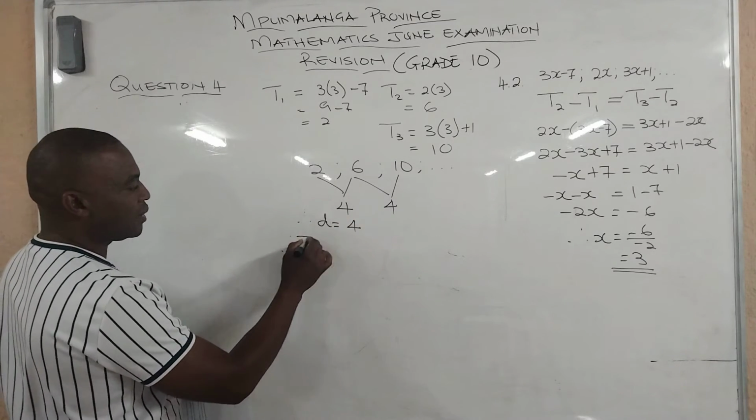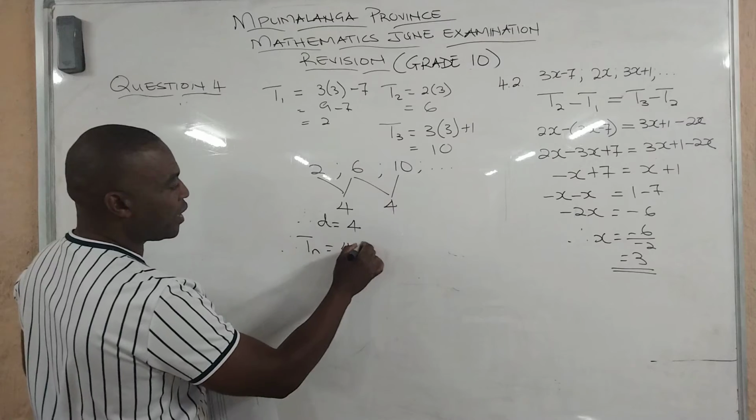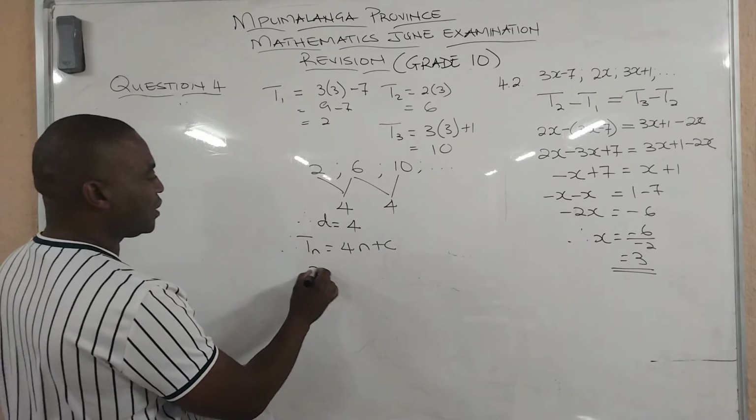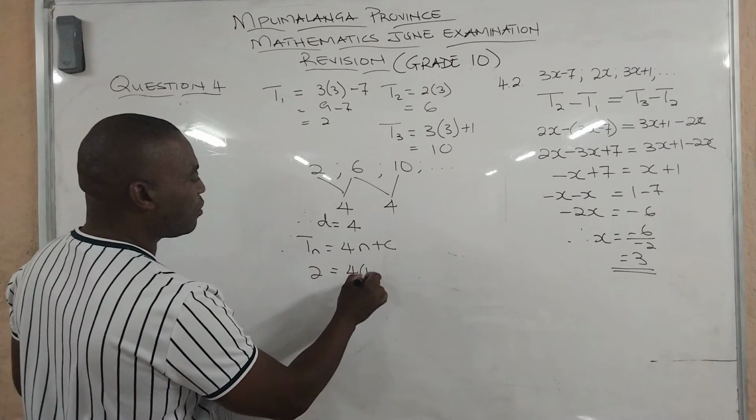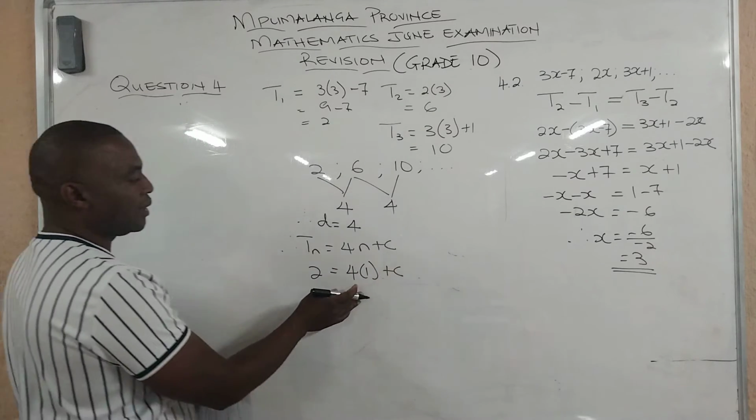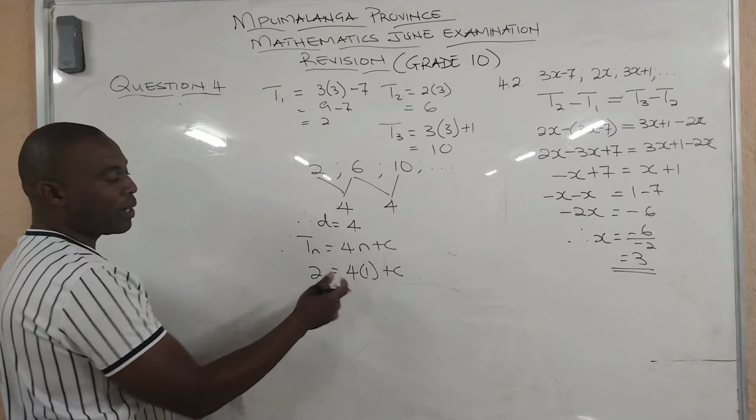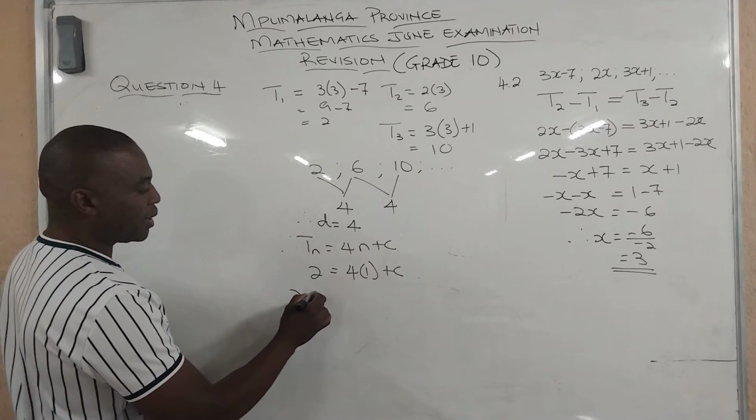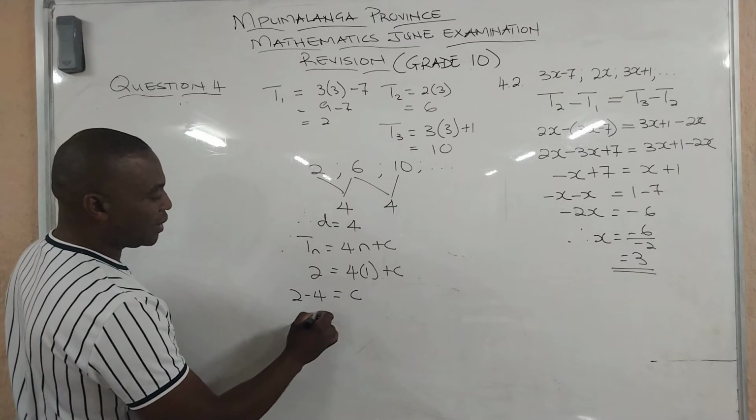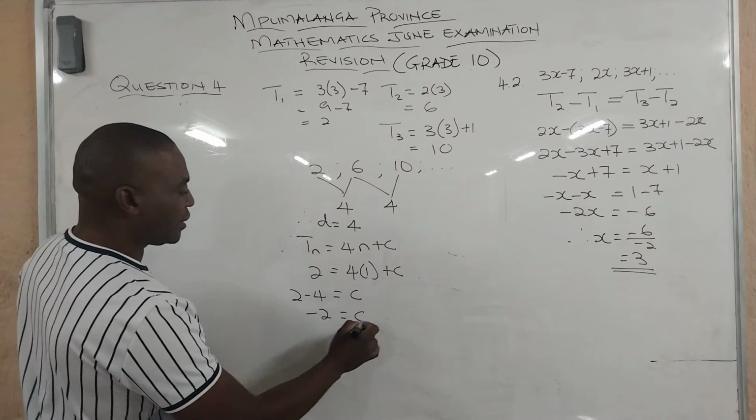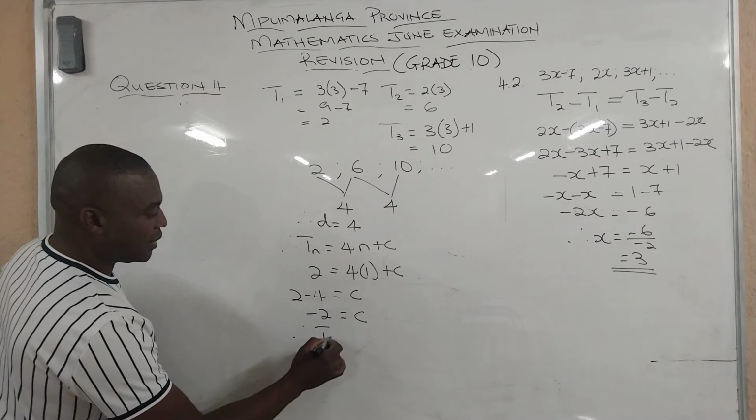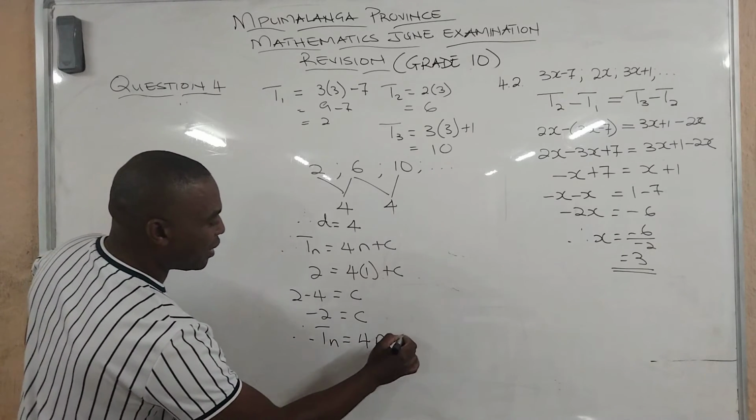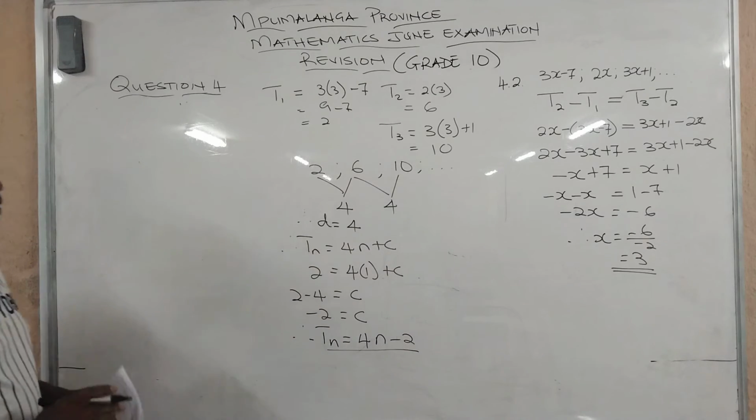So therefore Tn is equal to 4n plus C. Let's use term number 1, which is 2. Our n will be 1, plus C. Then 4 by 1 is 4. We take the 4 to the left side. That will be 2 minus 4 is equal to C. That is negative 2 is equal to C. Therefore, Tn is equal to 4n minus 2. That is our Tn.